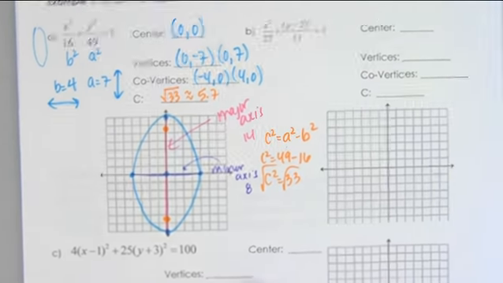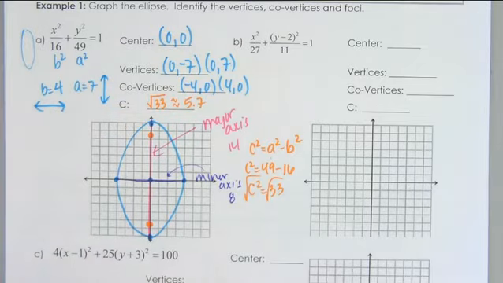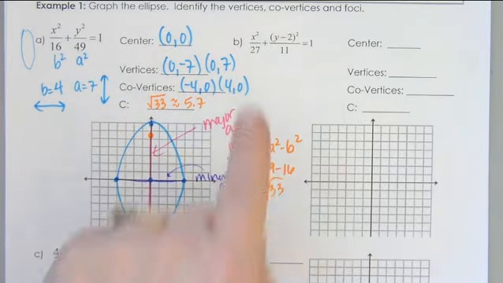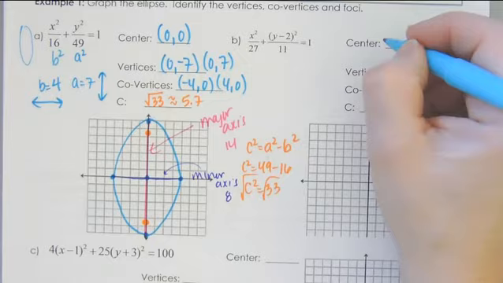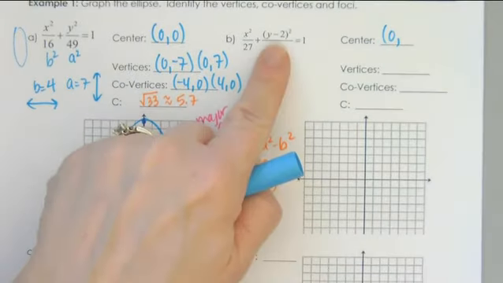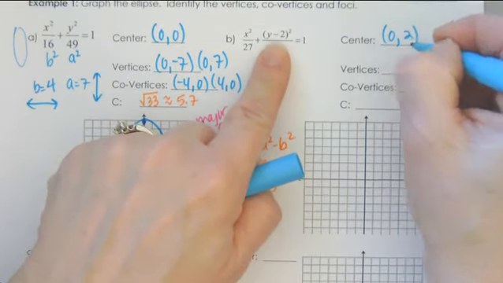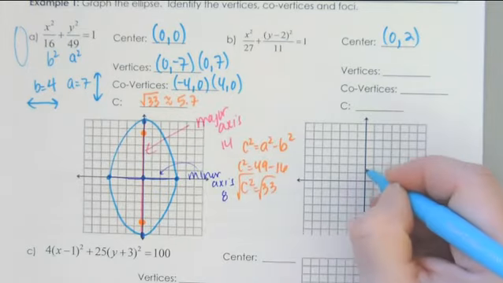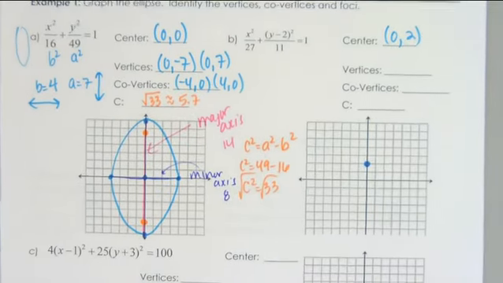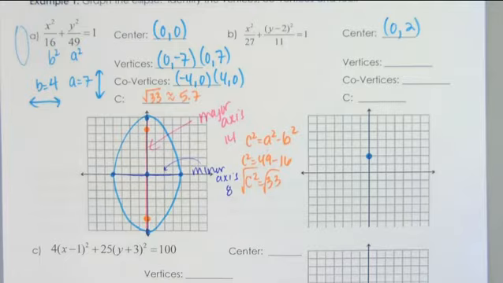All right, so this next one, it's a little bit different looking here. We have nothing added to the x, so my center is going to be at 0, and remember it's the opposite, so 0, 2. So go ahead and plot that point, go over 0, up 2. There's my center.